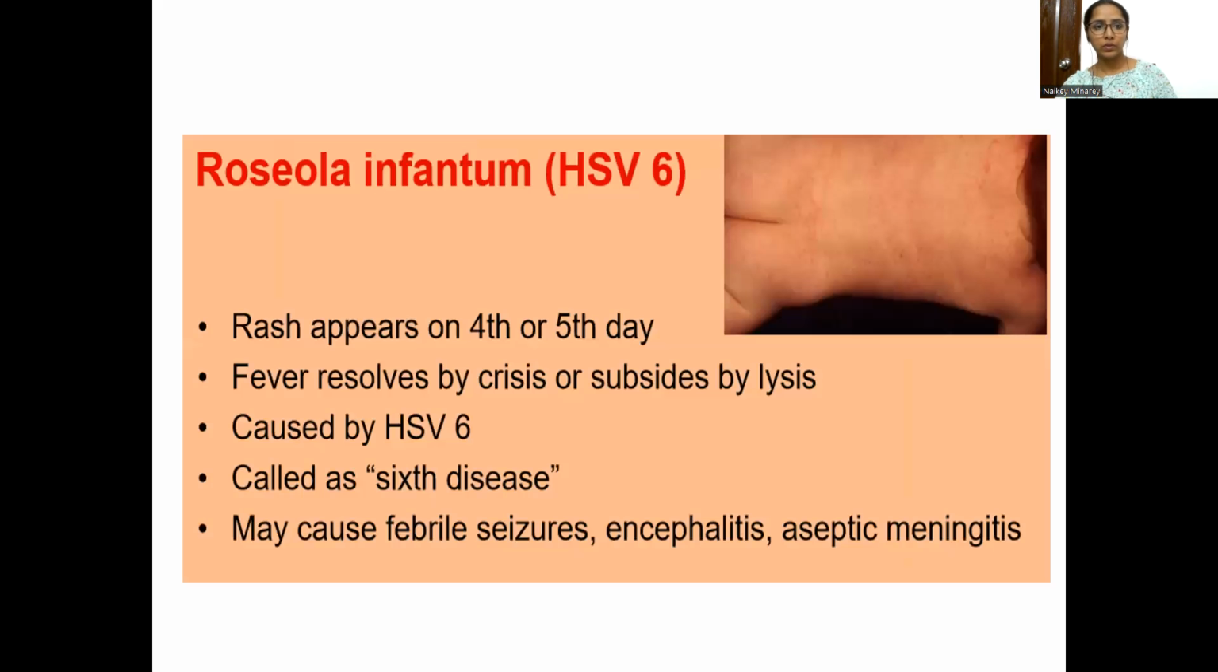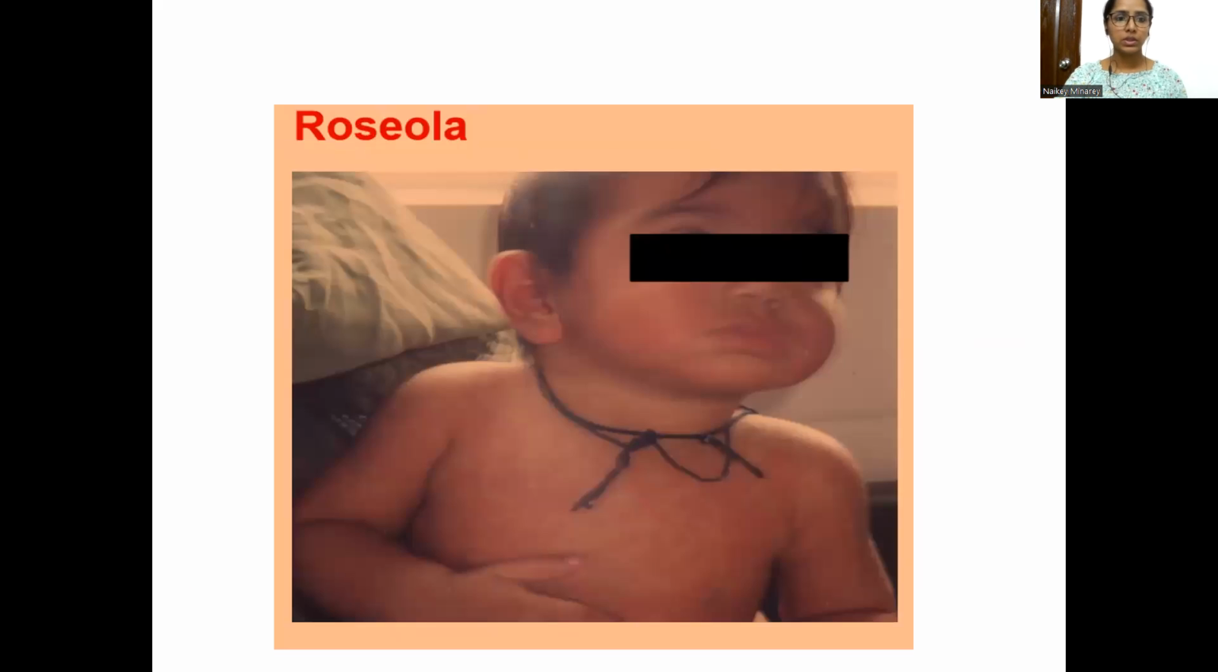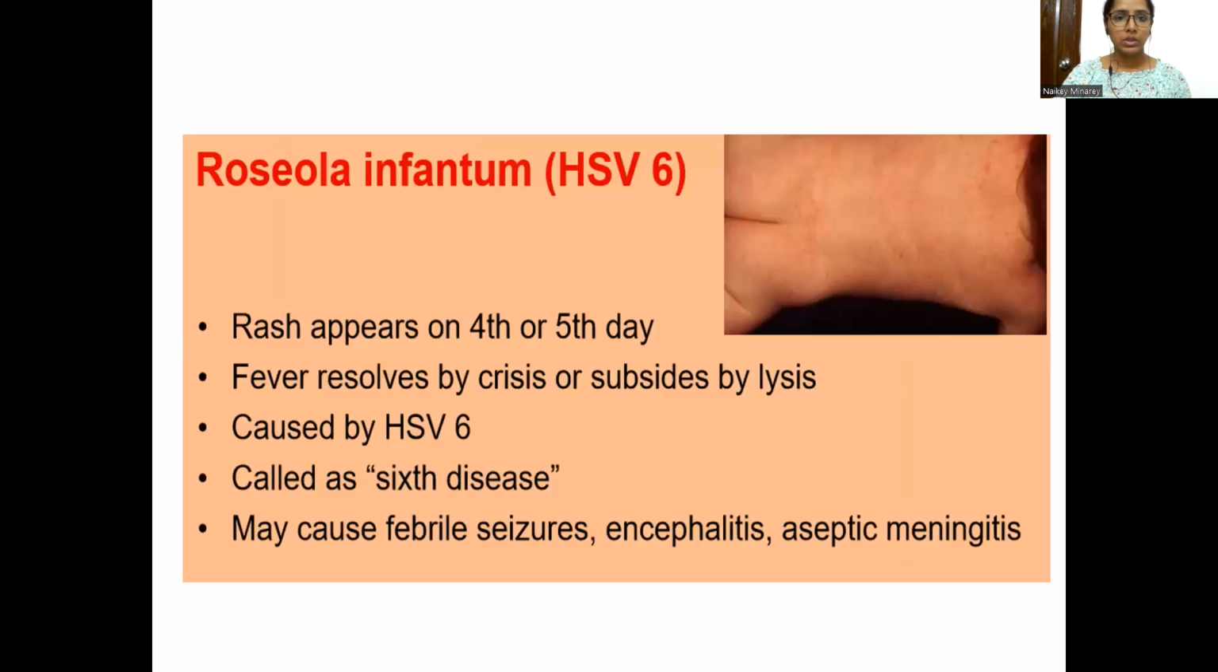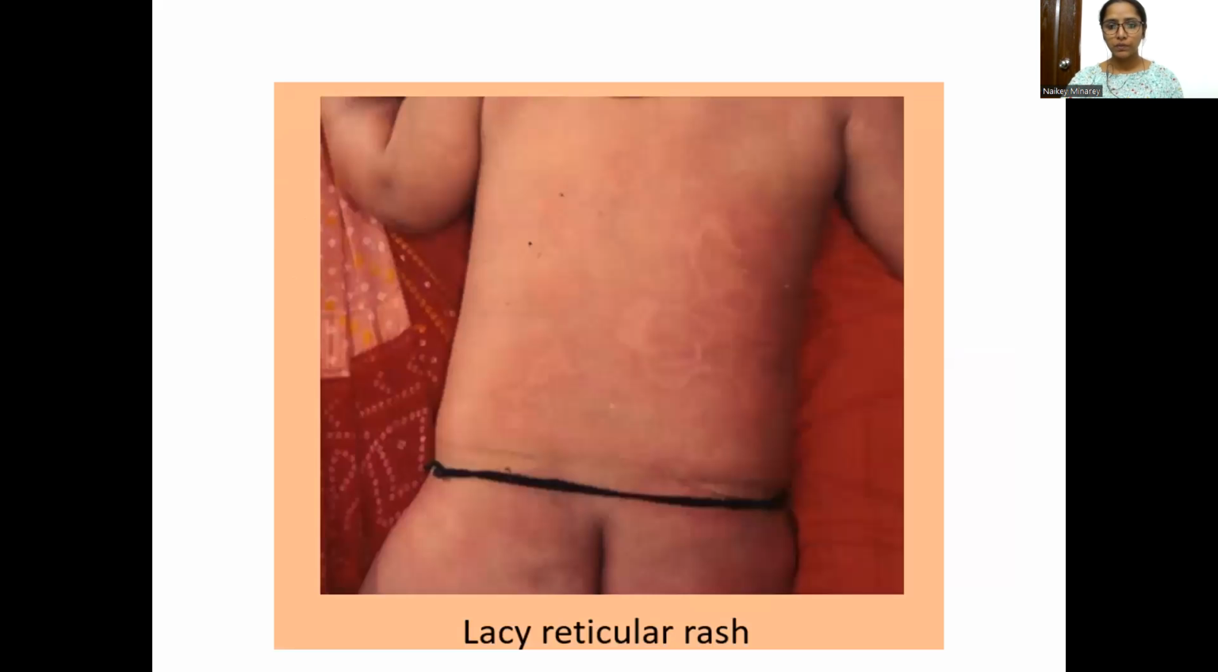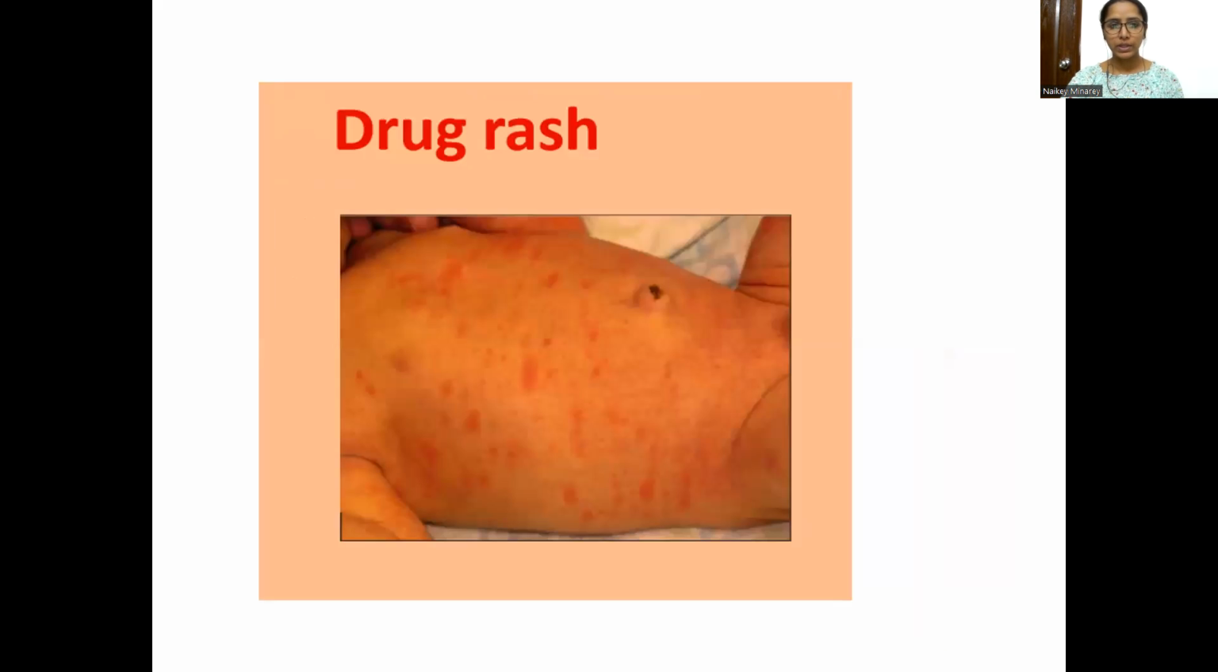This is roseola, or sixth disease, and it is caused by HHV-6. Rash appears on the 4th and 5th days. It may cause febrile seizures, encephalitis, or aseptic meningitis. Erythema infectiosum is fifth disease, and roseola is sixth disease. Fever for 3 to 5 days. Rashes are mainly over the face. It is a lace-like reticular rash.